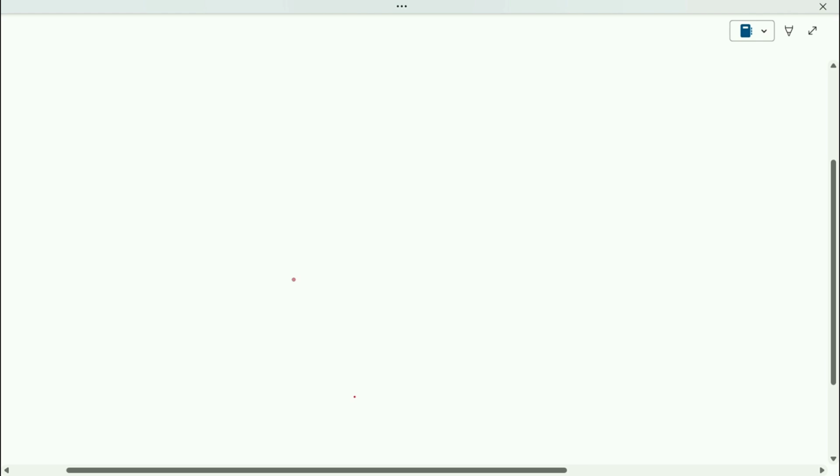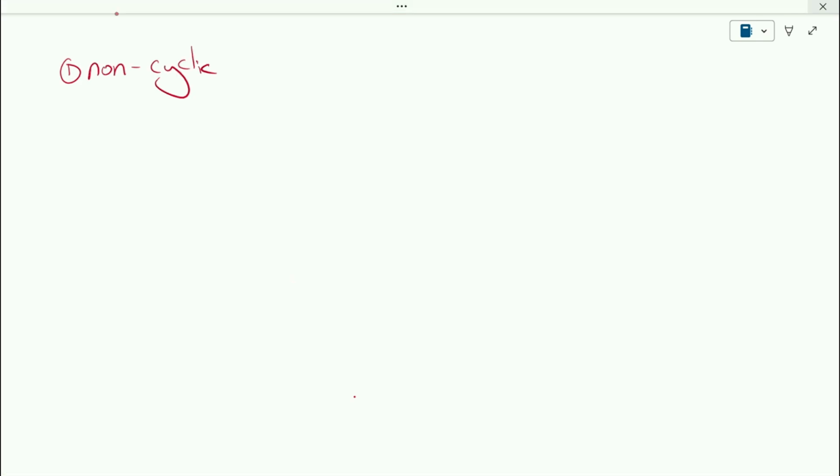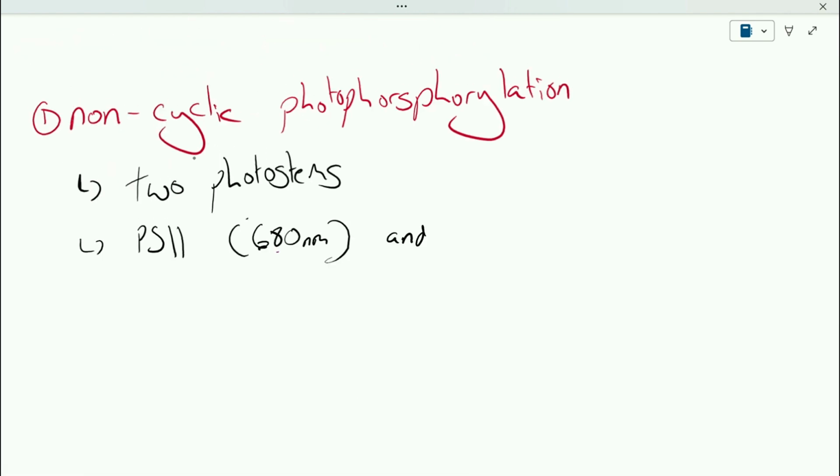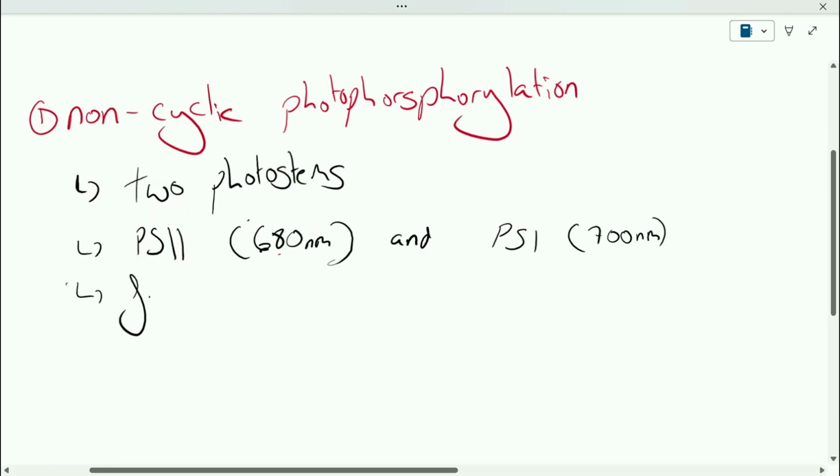First, we're going to look at non-cyclic photophosphorylation. Now this has 4 stages and uses both photosystem 1 and photosystem 2. It provides the ATP and reduced NADP for the light independent reaction, which we're going to look at in the next video.